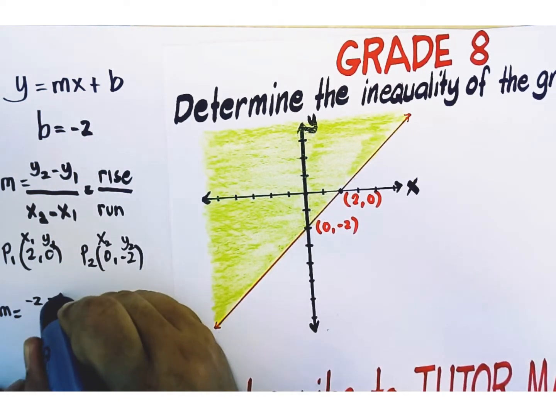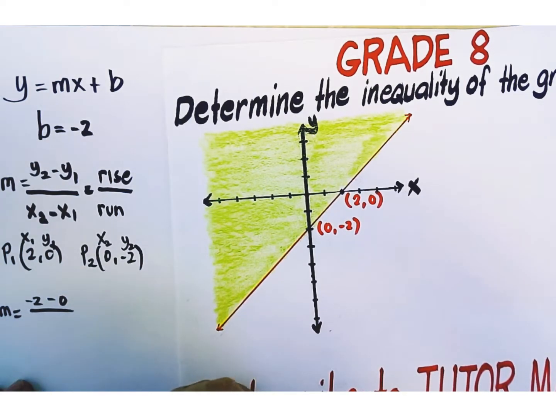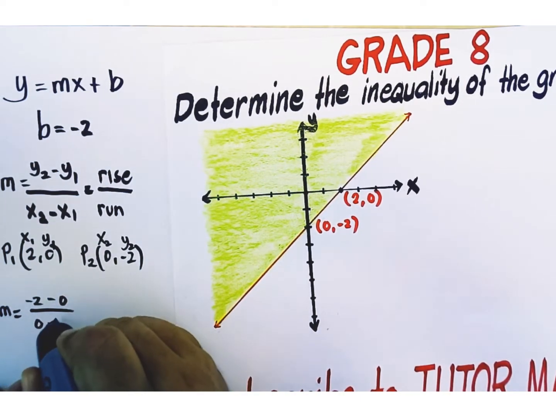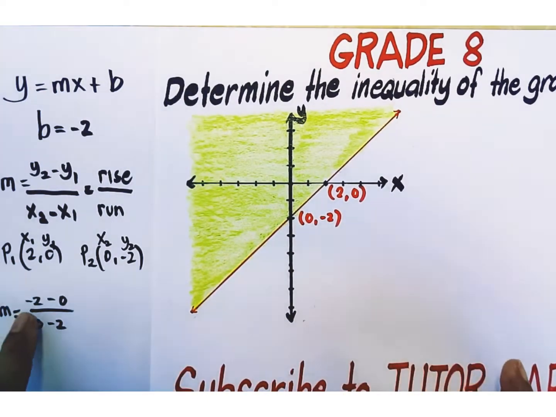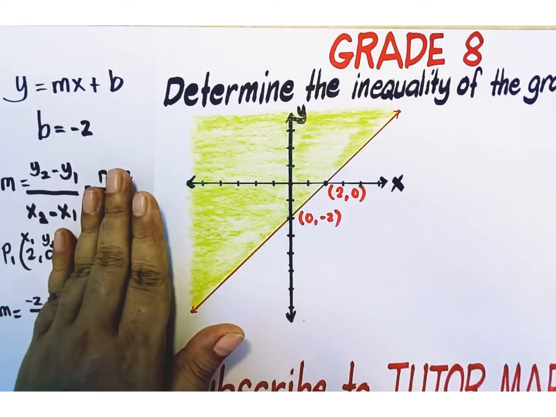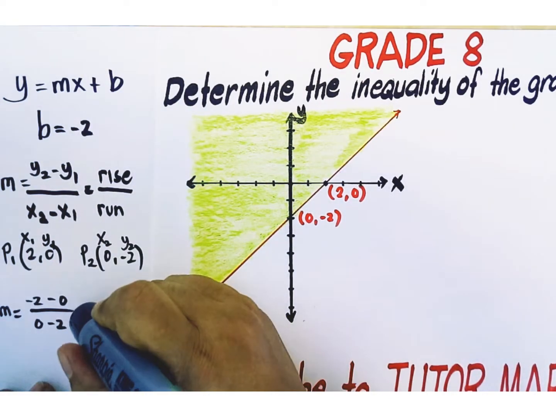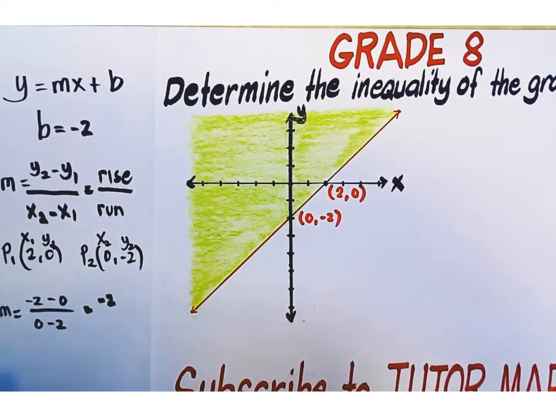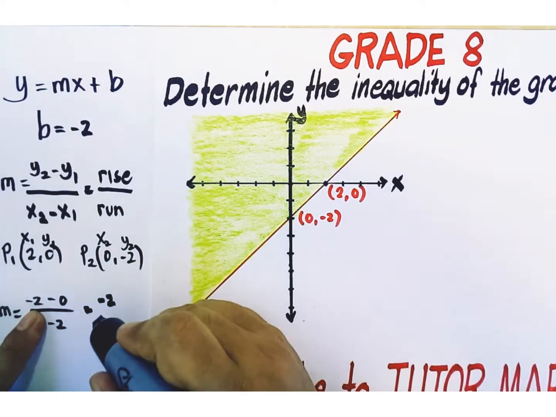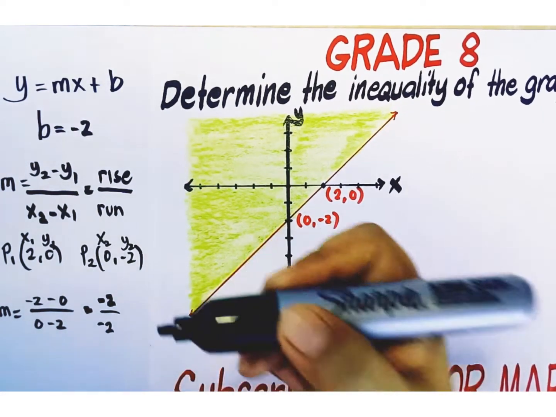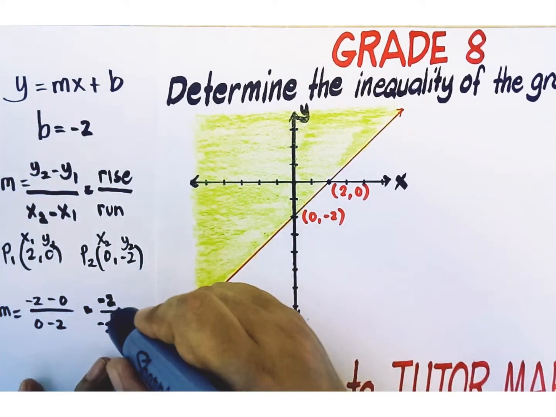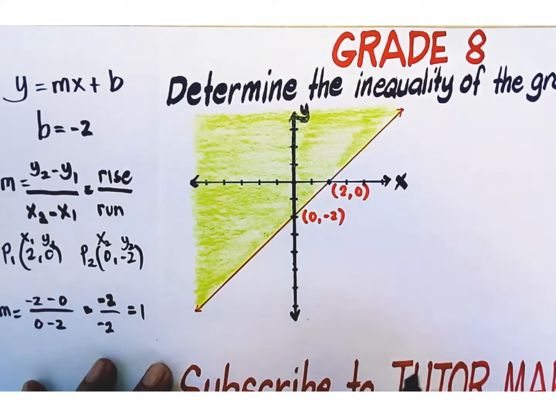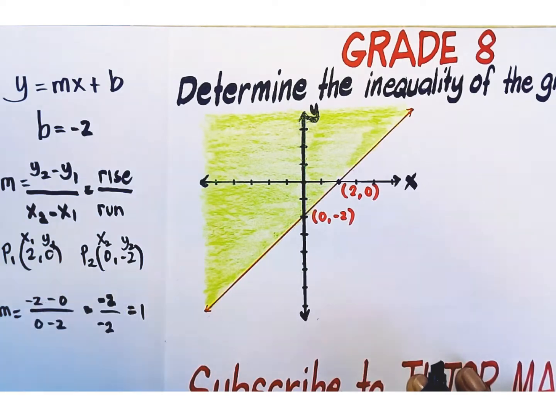Negative 2 minus 0 divided by 0 minus 2. Simplify. Negative 2 minus 0 equals negative 2. 0 minus 2 equals negative 2. Any number divided by itself is always equal to 1. The value of m is 1.